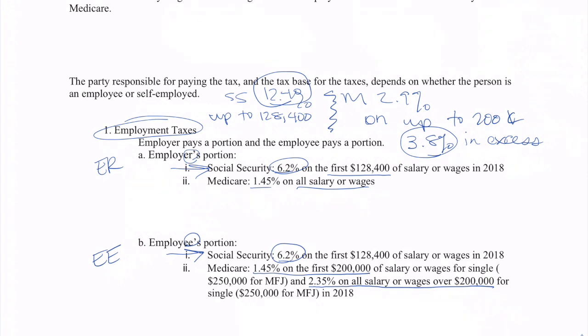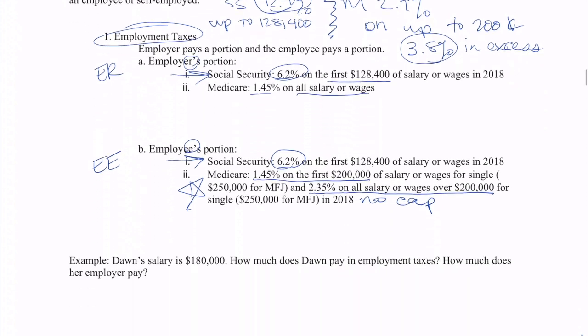These have changed over time. In 2011 and 12, the 6.2% was cut to 4.2% to stimulate the economy and increase take-home pay, but we've reversed back and have that increased rate again. And just to be clear on this portion down here of Medicare, there is no cap on that. So you may want to jot in no cap on that amount. If your salary is very high, you're going to be paying this percentage on the entire amount.